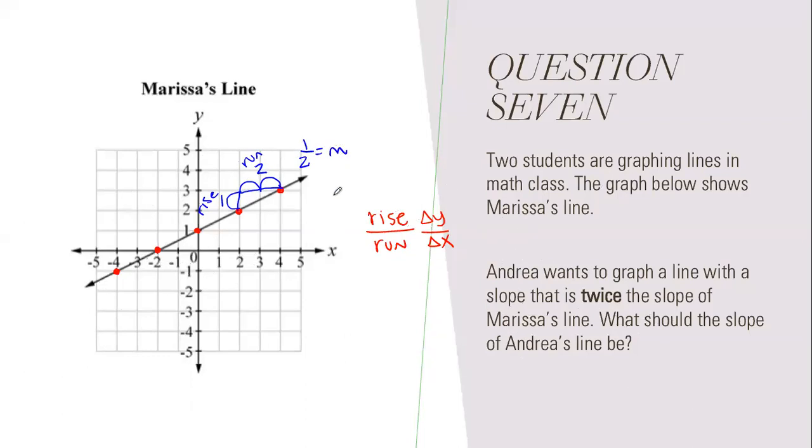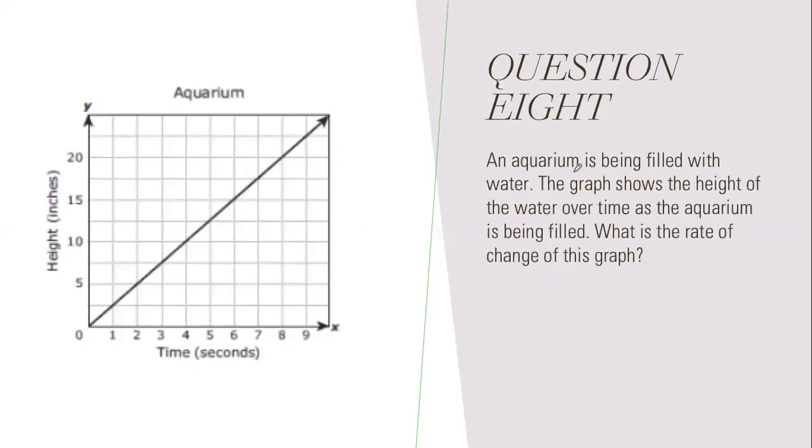Good job, guys. So then the answer to this question is Andrea wants to graph a line with a slope that is twice the slope of Marissa's line. So Andrea's line will have a slope of 1. Awesome. Okay, question 8, y'all are gonna do on your own.